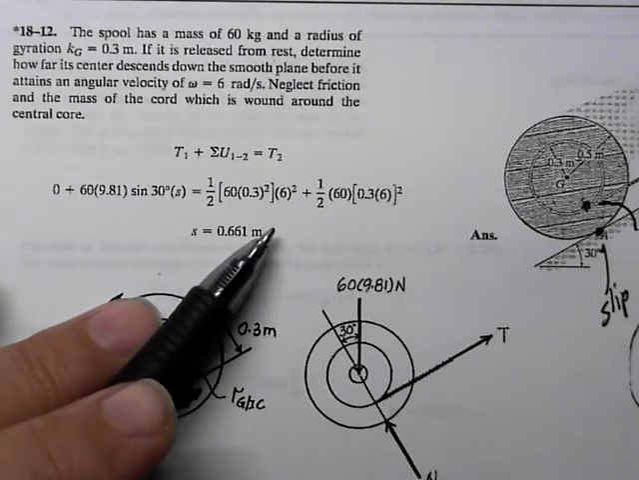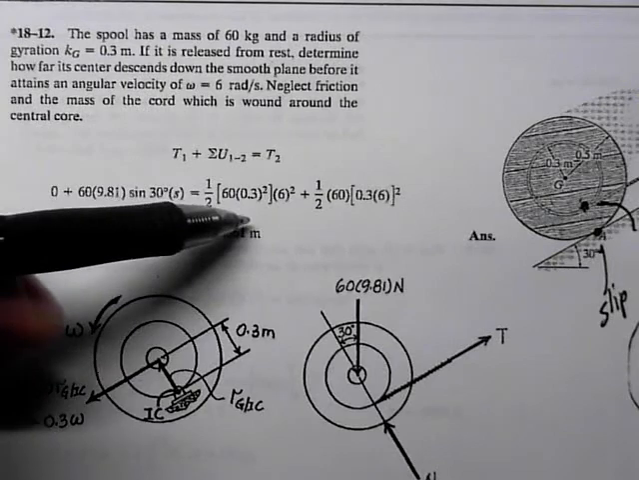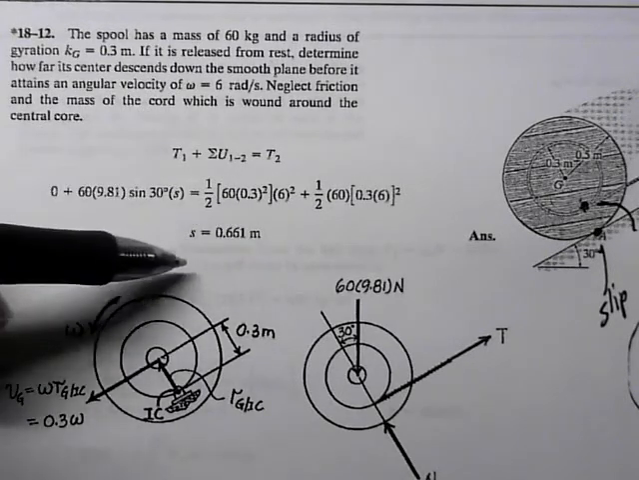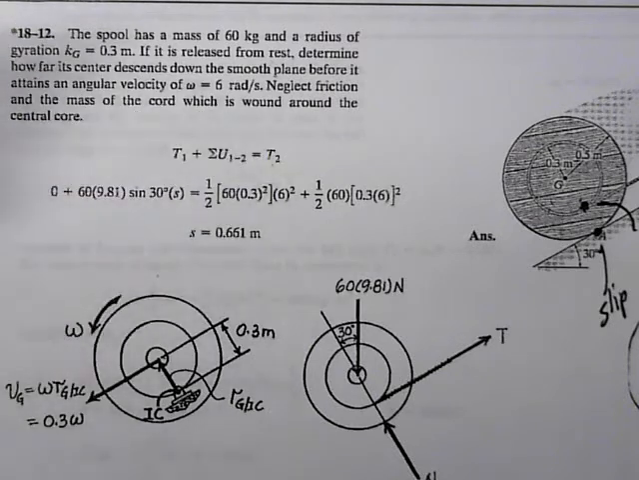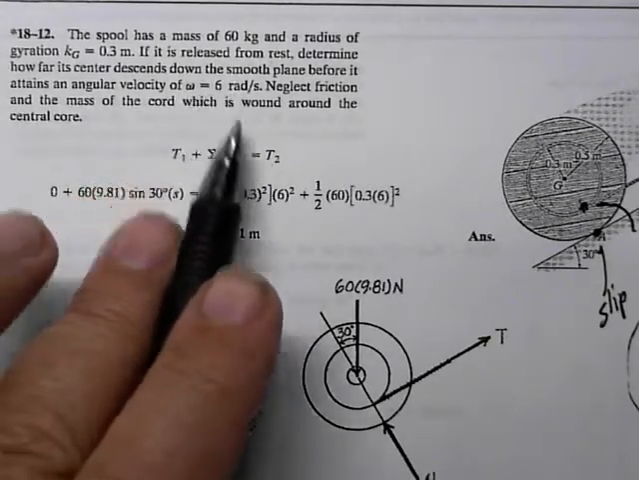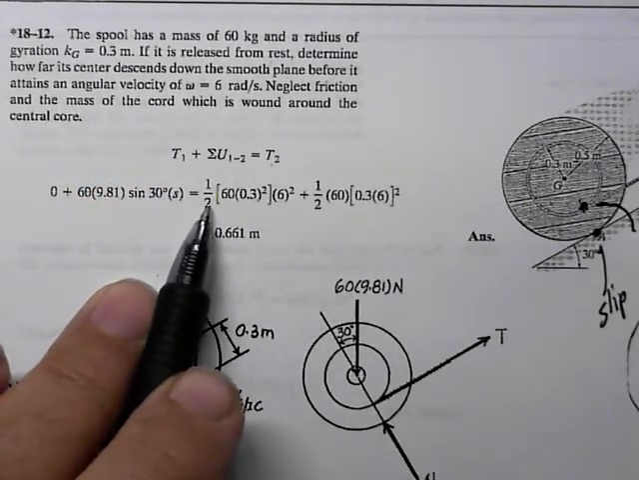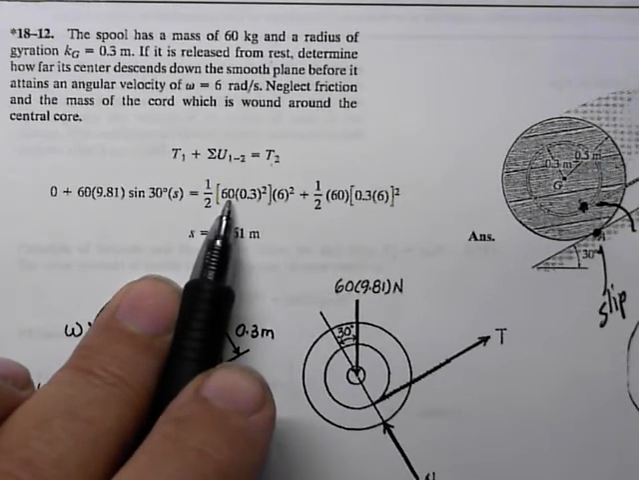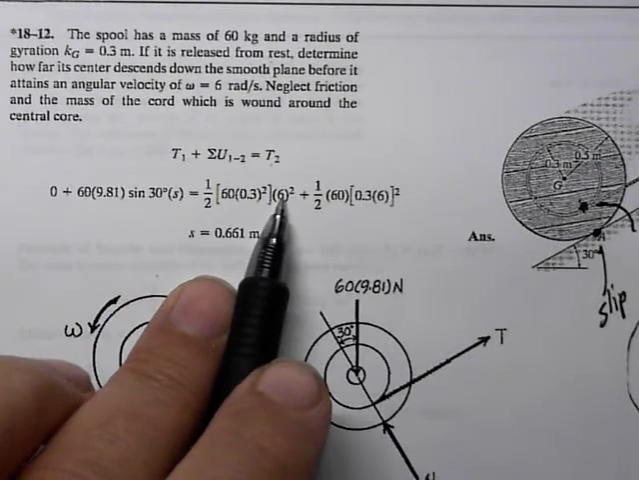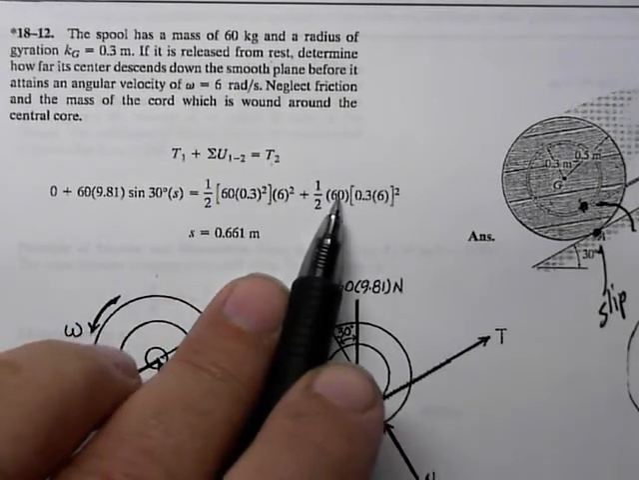And then on the right-hand side of the equation, our gravitational potential will be at the low spot, and that will be our reference point. So all we're going to have is kinetic energy, the 1/2 I omega squared plus 1/2 mv squared. And let's look at what these numbers mean. That omega is 6. So 1/2 I, which is mk squared. So 1/2 I omega squared plus 1/2 m.